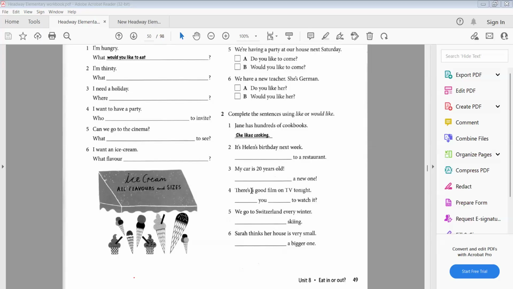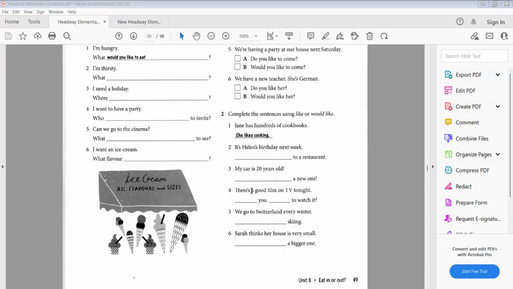So number 6. Sarah thinks her house is very small. The answer is she would like buying a bigger one, or we can just say she would like a bigger one. Or she'd like a bigger one. So no, this is, Sarah thinks her house is very small. She likes a bigger one. We're not talking about Sarah's wish here. We're just talking about Sarah stating a fact about her house, that it's very small. So we think that she likes the bigger one.